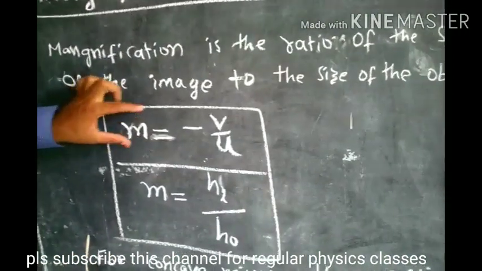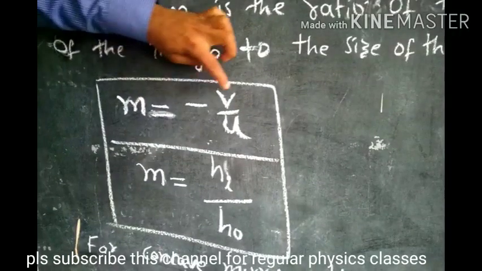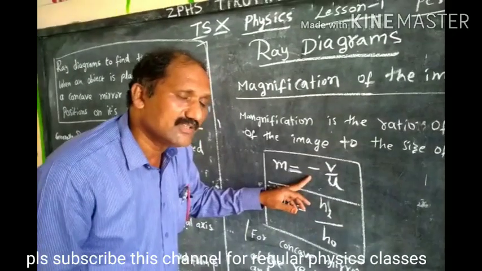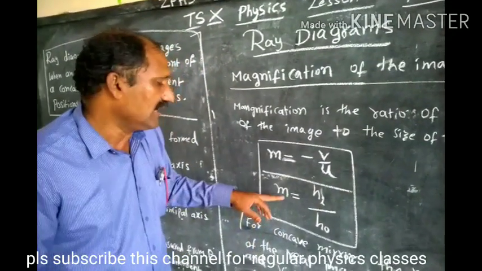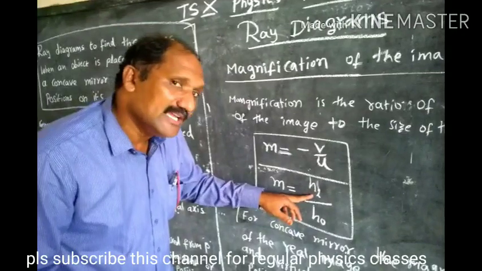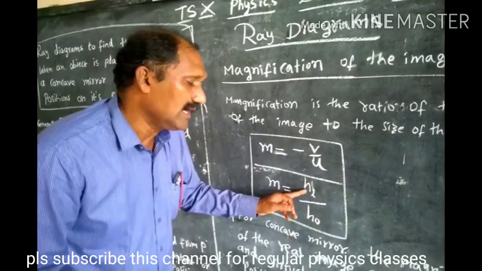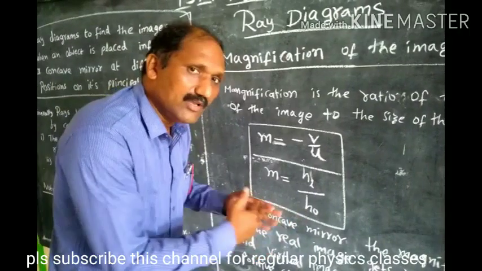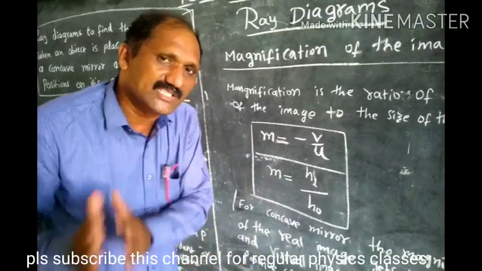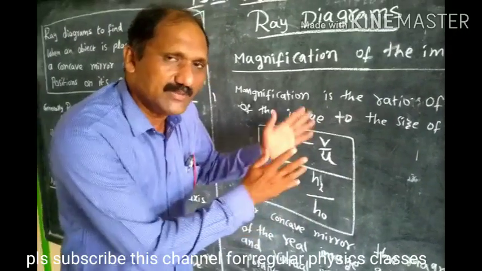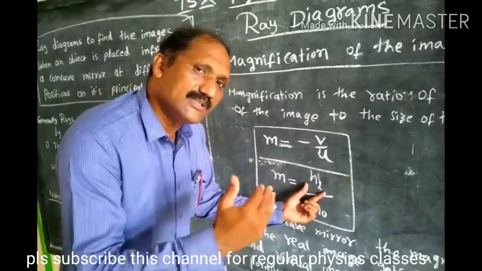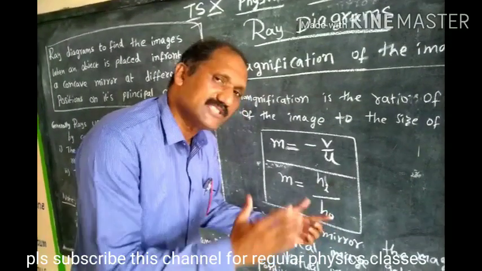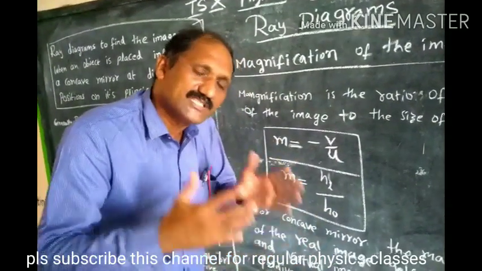M is equal to minus V by U. What is the minus? I'll tell about it. And M is equal to Hi by Ho, height of the image by height of the object. Now I told, if the person is 6 feet, the image is 3 feet. 3 by 6, height of the image is 3 and height of the man is 6. 3 by 6 is half, which means the image is half the size of the man.